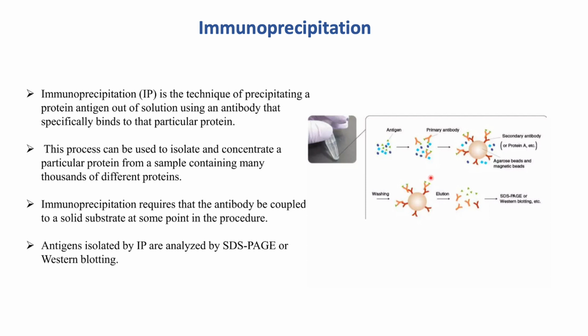So this process can be used to isolate and concentrate a particular protein from a sample containing many different proteins. Also, immunoprecipitation requires that the antibody be coupled to a solid substrate at some point of the procedure, for example, a bead over here. So the antibody is attached to the bead, and the antigens isolated by immunoprecipitation are analyzed further by SDS-PAGE or Western blotting.